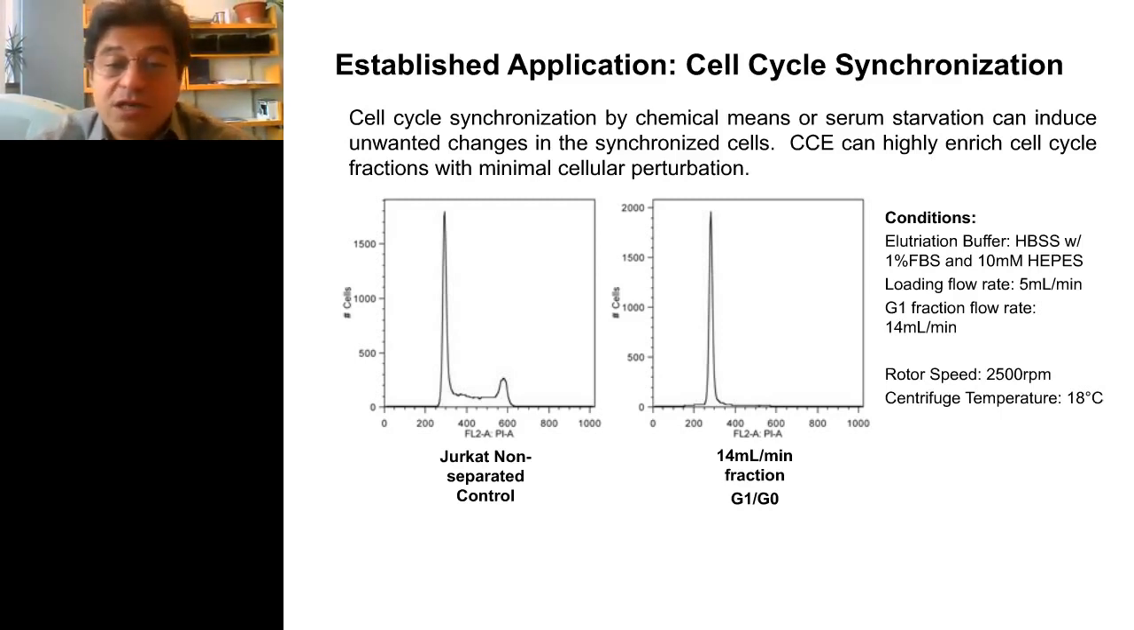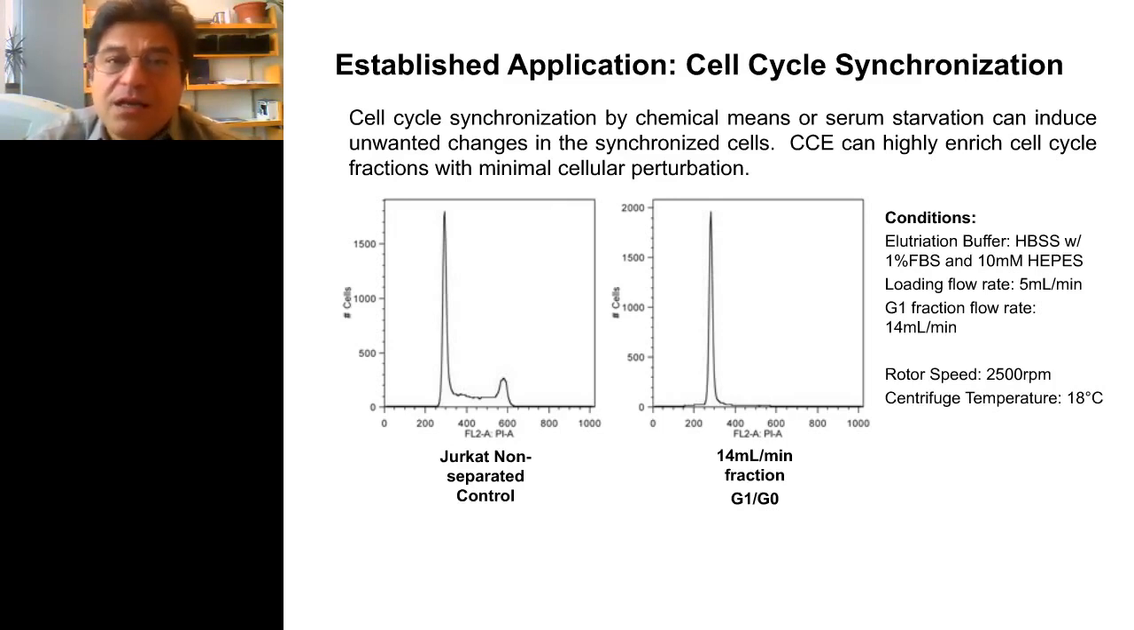So the goal of synchronization is to get all the cells into the same cell cycle compartment, and then things can be tested with drugs or molecular techniques, whatever. The benefit of cell cycle synchronization using elutriation is that this can be done without treating the cells in any way. Synchronization is currently done a number of ways, usually involving some type of chemical treatment, like blocking in S phase using hydroxyurea or thymidine block, or serum starvation to keep cells back in G0, and then allowing them to move out into cell cycle by adding serum.